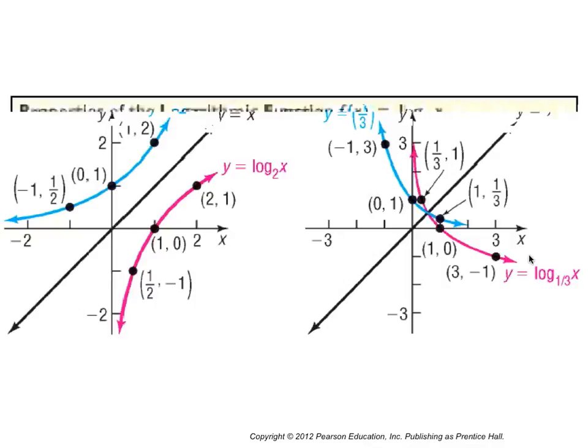A logarithmic function is decreasing if a is between 0 and 1, and increasing if a is greater than 1. And it's always going to contain the points (1, 0), (a, 1), and (1/a, -1). And again, just like exponential graphs, it's smooth, continuous. It doesn't have any holes or corners or gaps or anything like that.